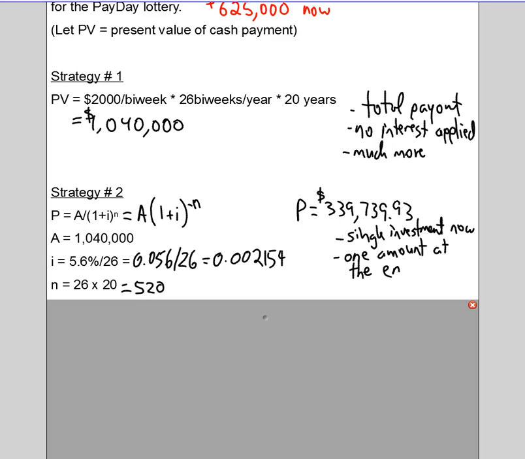end. So clearly this is not accurate. It turns out that comparing to the equivalent cash payment, it's too low. So I would not choose this option. Someone gave me $340,000. That would not be equivalent to $1,040,000 at the end.